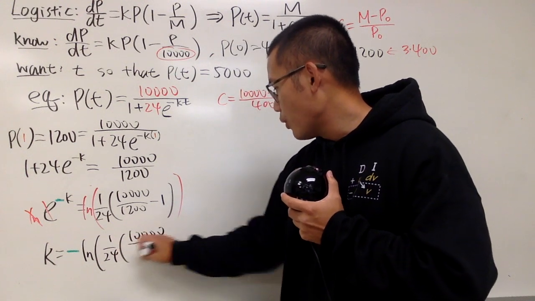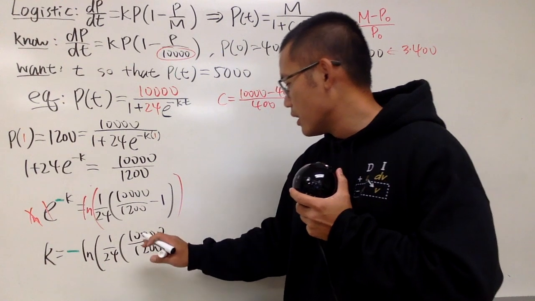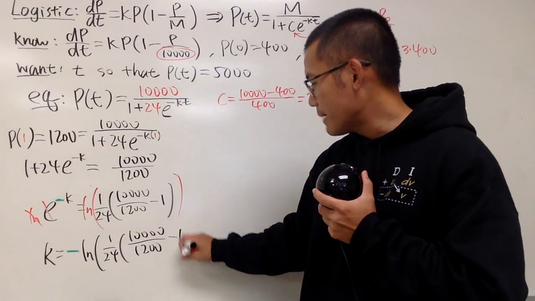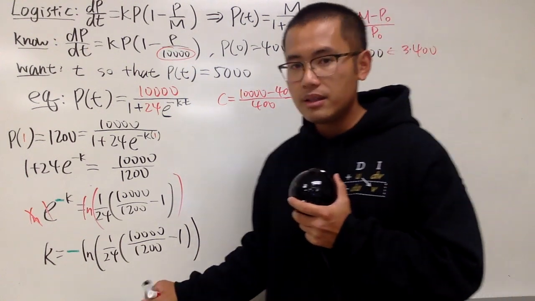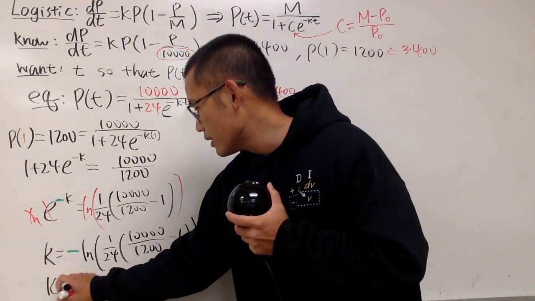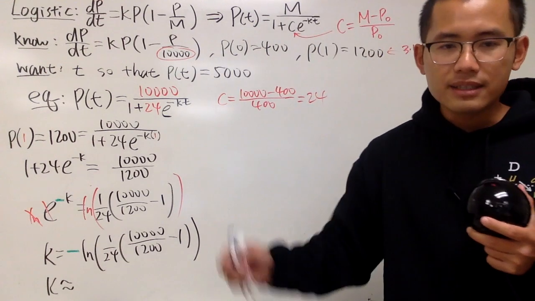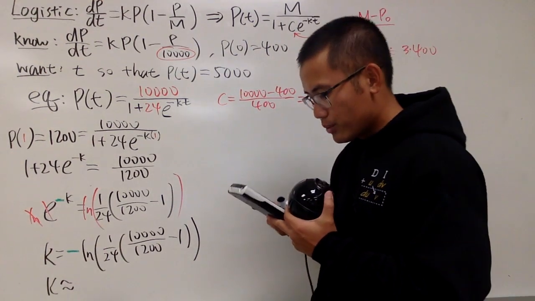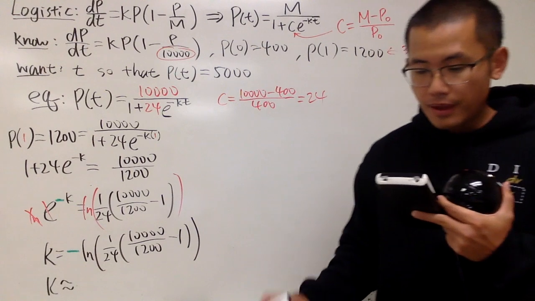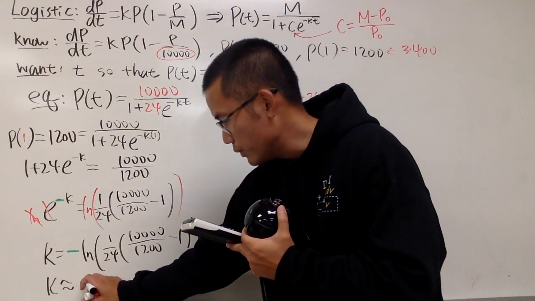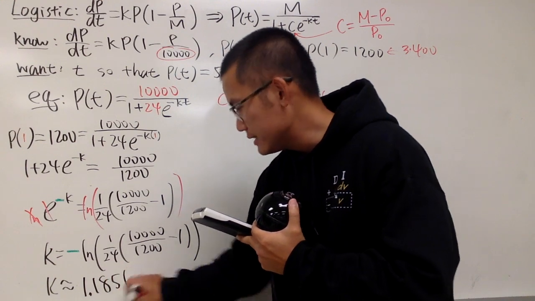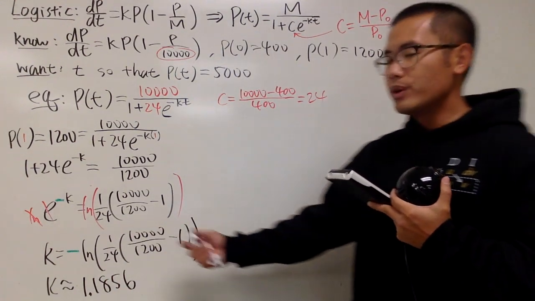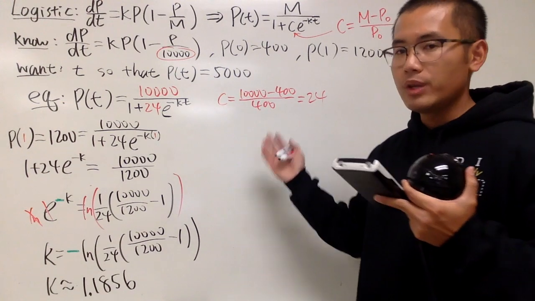So k will be negative natural log of all this, natural log of 1 over 24, 10,000 over 1200, and then minus 1. This is not in the denominator, so it's all that. And of course, let's also use a calculator to get the approximation for that. So I will of course do that real quick right here for you guys. And I get from the calculator, k is approximately 1.1856.